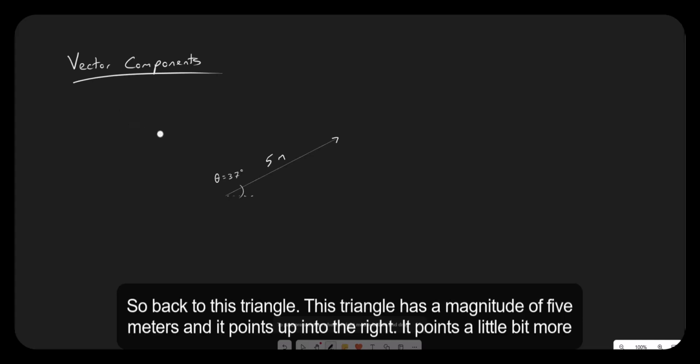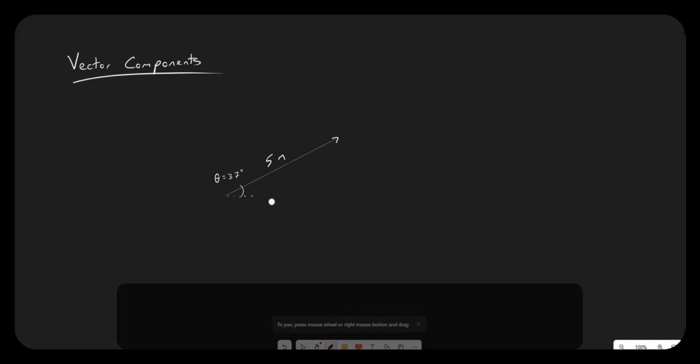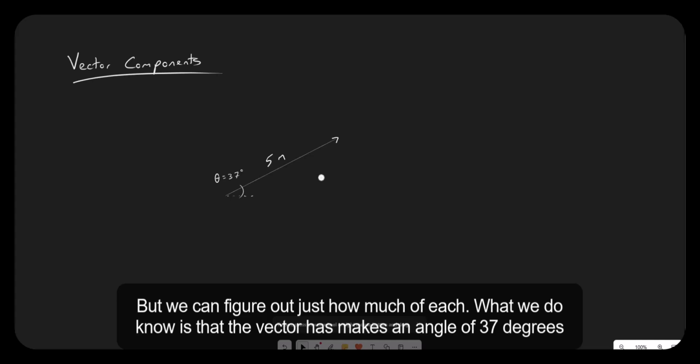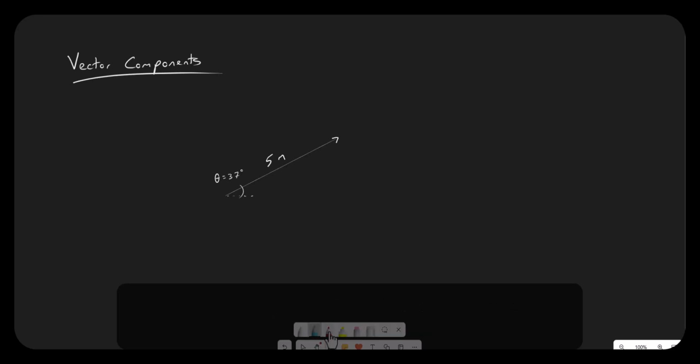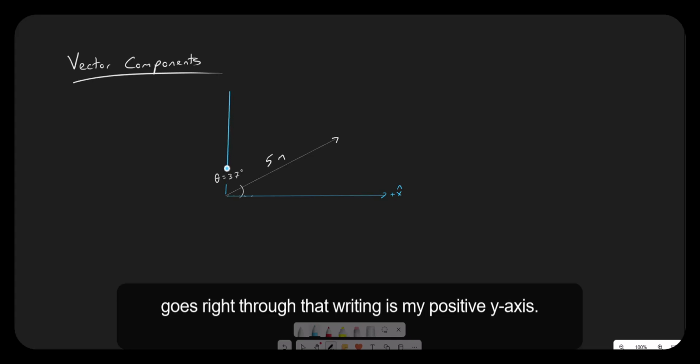This triangle has a magnitude of 5 meters and it points up and to the right. It points a little bit more to the right than up, but we can figure out just how much of each. What we do know is that the vector makes an angle of 37 degrees with the positive x-axis. So I will draw in some axes. Let's say this is my positive x-axis, and this, which of course goes right through that writing, is my positive y-axis.